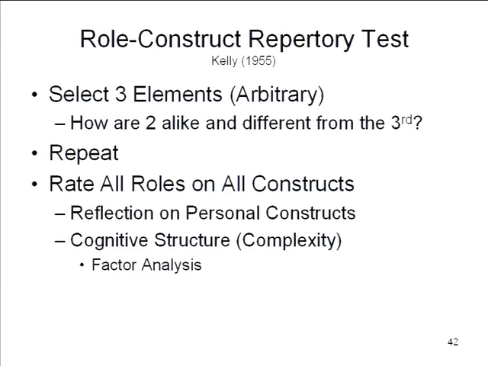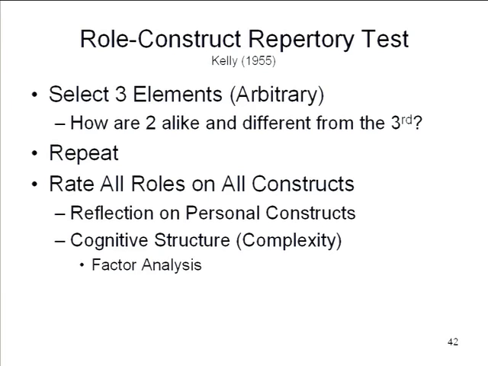Now, there are something like 25 different roles in the original version of the REP test, and if you're doing your permutations and combinations, that's a lot. 25 objects selected 3 at a time is a lot of combinations. So he'd just do this for a while until he thought he had sampled the whole thing. And then he'd actually go back and have his clients rate each one of the people specified in each of these roles on each of the constructs.